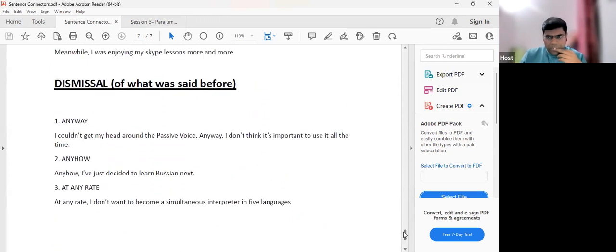Look at dismissals of what was said before. Dismissal is not the same as contrast. I couldn't get my head around the passive voice. Anyway, I don't think it's important to use it all the time.